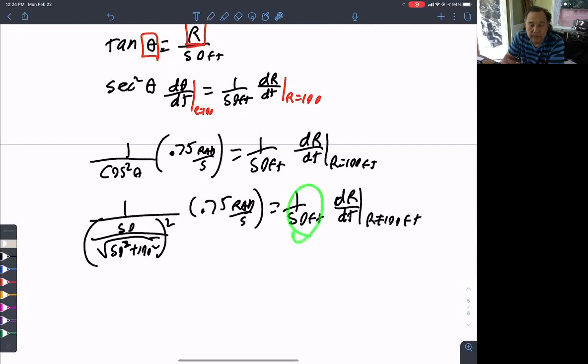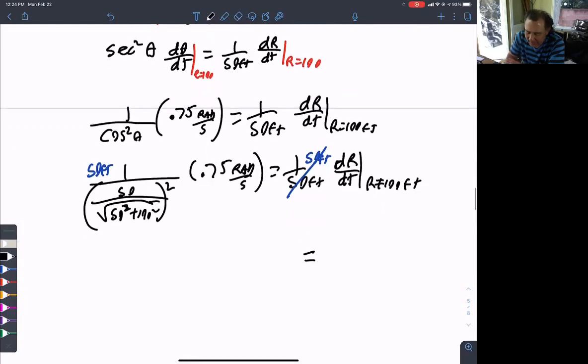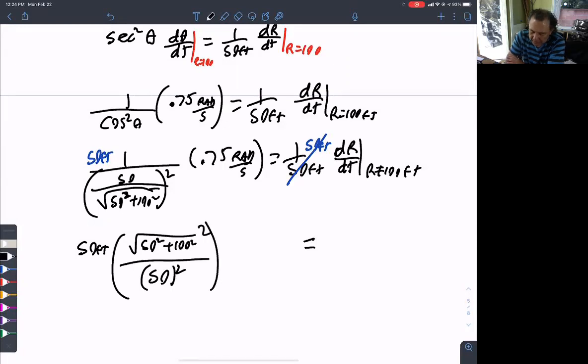I don't want this 1 over 50. I'm going to multiply both sides by 50 feet. Those will cancel. Now my answer is on the left, but not quite. So I need to flip that. So that's going to be 50 feet, and that's going to be flipped, the square root of 50 squared plus 100 squared, squared, over 50 squared times 0.75 radians per second. And that's my dr dt.